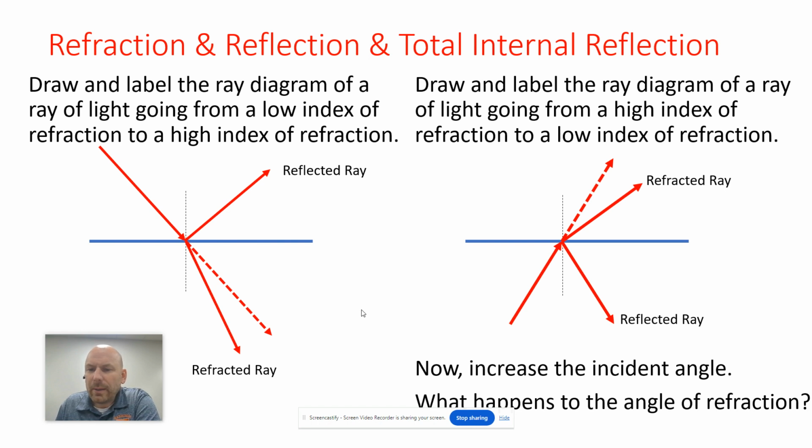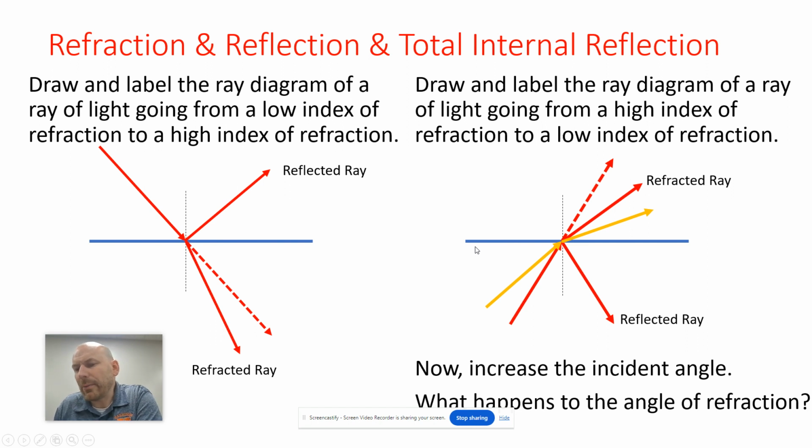So what's going to happen to the angle of refraction? So if we increase the angle of incidence, we're now going further away from the normal line. What's going to happen? So theta 1 is now bigger. Theta 2 is even bigger yet. It's going to bend more away from the normal line.